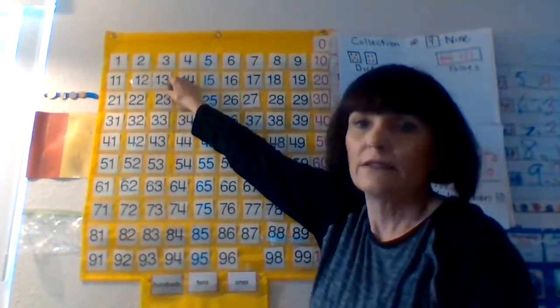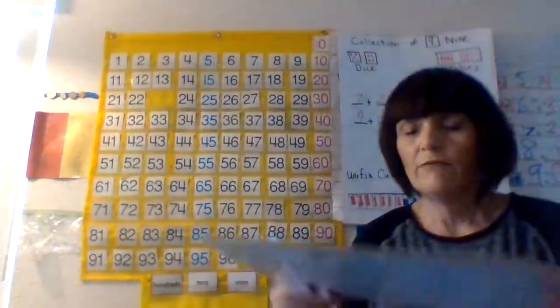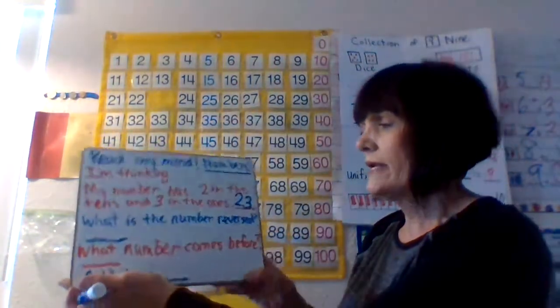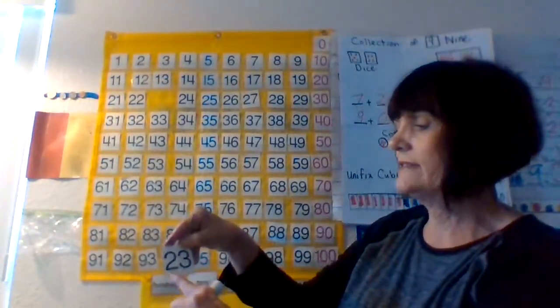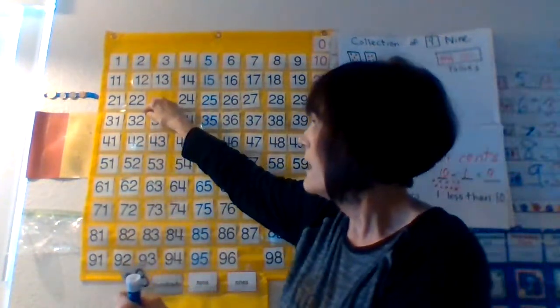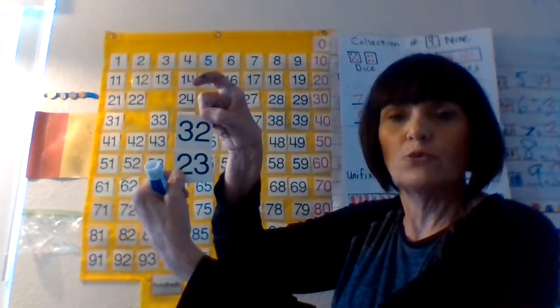Oh, there it is. 23. So I'm going to write that on that line. 23 was the number I was thinking of. What number is the reverse of that number? Well, if I put the 3 in the tens and the 2 in the ones, oh, there it is. 32 is the reverse of 23. All right, so it would be 32. I'm writing in my answer.